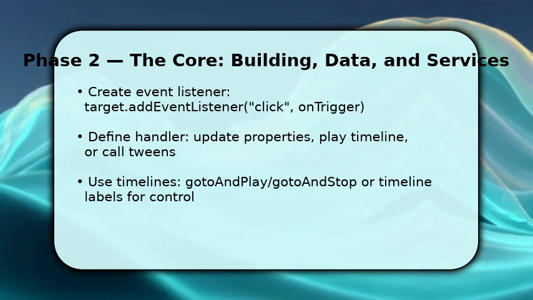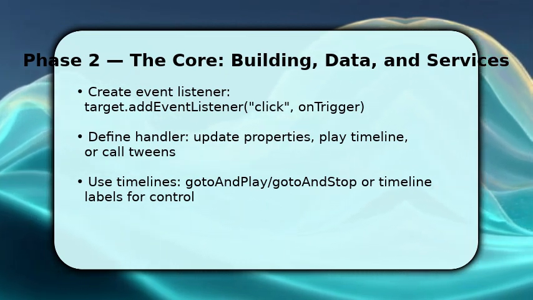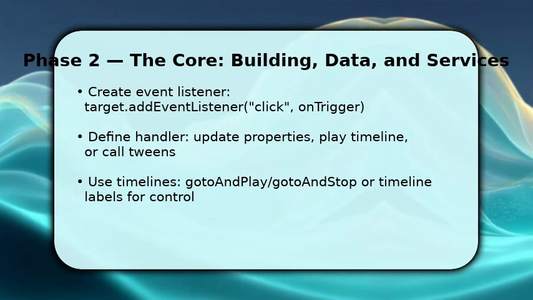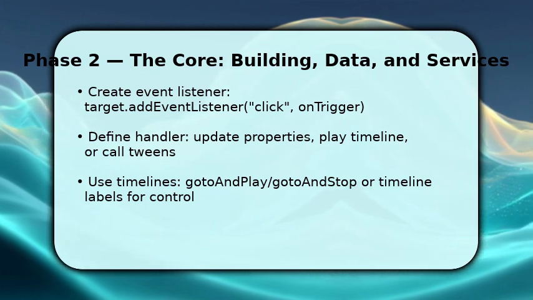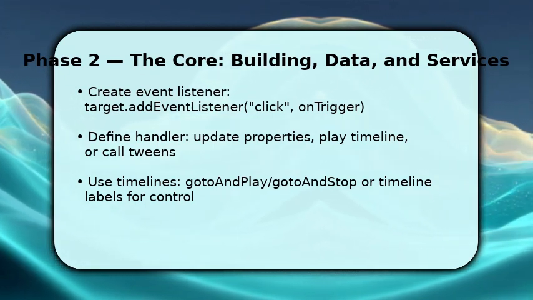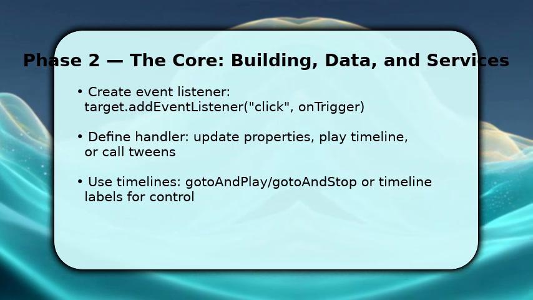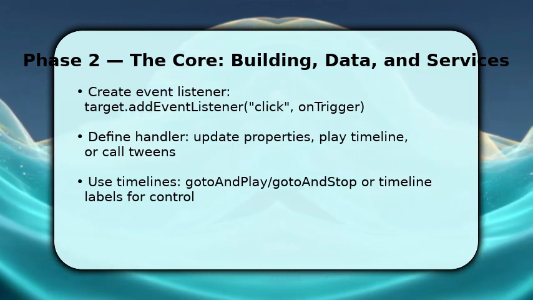Make sure to prevent multiple activations by disabling the listener or toggling a state flag. Also, pass arguments if you need data-driven behavior, and test interactions step by step, so you can see which property or keyframe is responsible for the result.